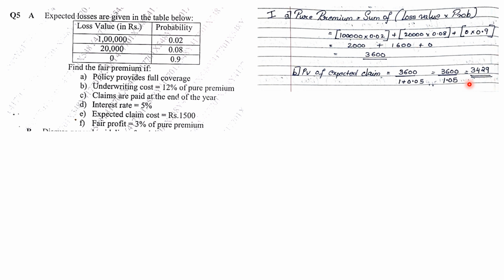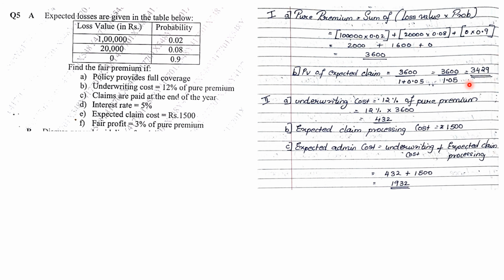See, it is 3,428 point something, so we rounded up and made it 3,429. That is step number 1. So first we have found PV of expected claim. Second, now we need to find PV of admin cost. For that you need, number 1, underwriting cost. Here they have given you underwriting cost is 12% of pure premium. So 12% of 3,600, which comes to 432.